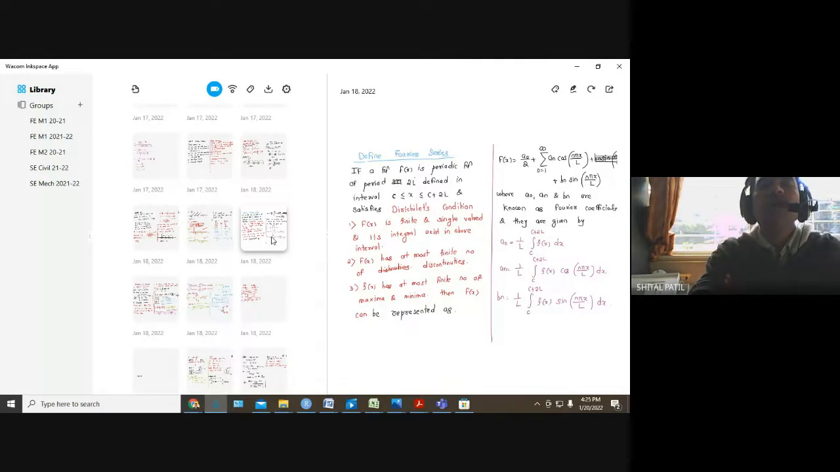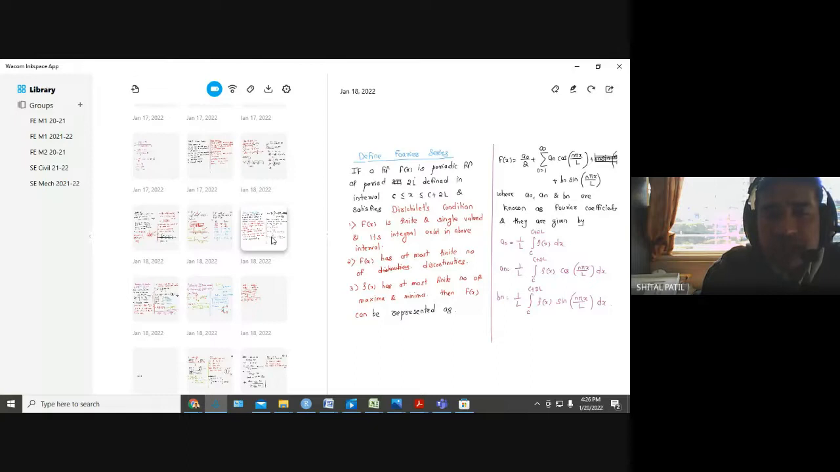Then we defined the Fourier series, the most important part. The definition was like this: if a function f of x is a periodic function of period 2l, which is defined from c to c plus 2l, we can take any value of c. For example, say 0, then x between 0 to 2l will be the interval, and it satisfies Dirichlet's conditions. What are the conditions? One, f of x is finite and single valued, and its integral exists in whatever interval is provided to us. Second, f of x has at most a finite number of discontinuities. Five discontinuities, 10 discontinuities, no problem. Then f of x has at most a finite number of maxima and minima.